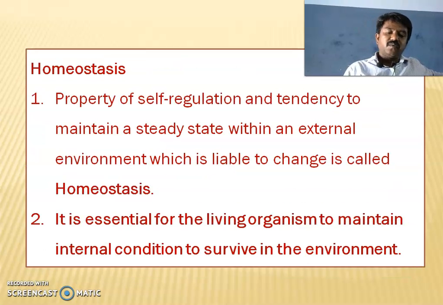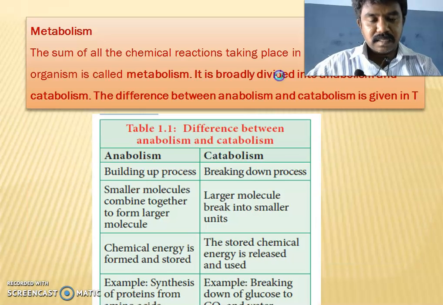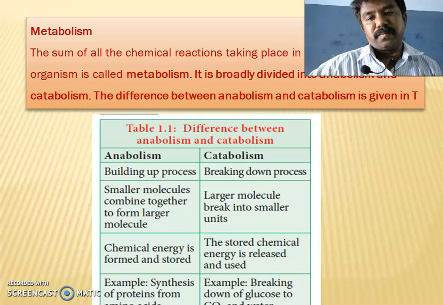Homeostasis. What is meant by homeostasis? The property of self-regulation and the tendency to maintain a steady state within an external environment which is liable to change is called homeostasis. Very important 2 mark question. It is essential for the living organism to maintain internal conditions to survive in the environment.